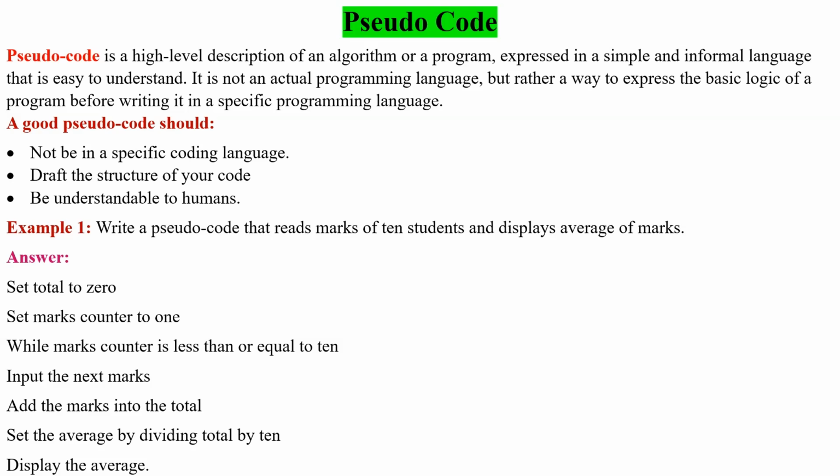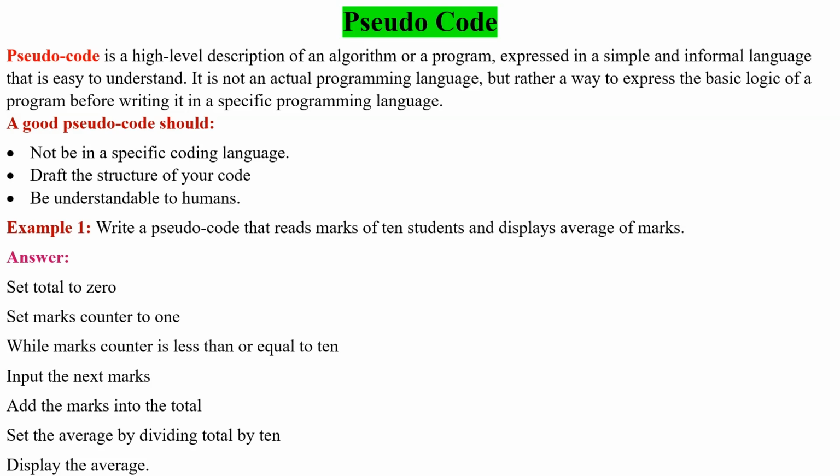Let's see an example. Write a pseudocode that reads marks of 10 students and displays average of marks. Look at the pseudocode and follow me. At first, we set total to 0. Then set marks counter to 1.